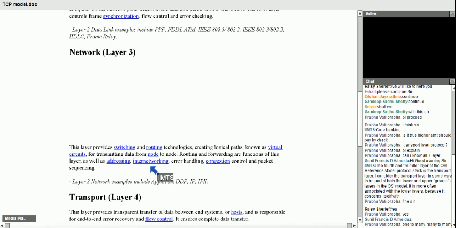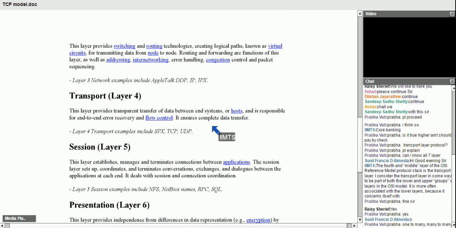Then internetworking, that means connecting one system to another system. Error handling, if any error has occurred in between. Then congestion also. Suppose I send one mail to you right now, and it takes say 20 minutes to reach you, or I am saying something right now and you are hearing that same thing after say 20 or 30 seconds, that means there is some congestion in the network. So all those things are taken care of by the network layer.